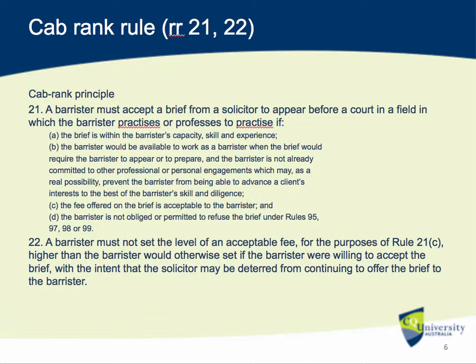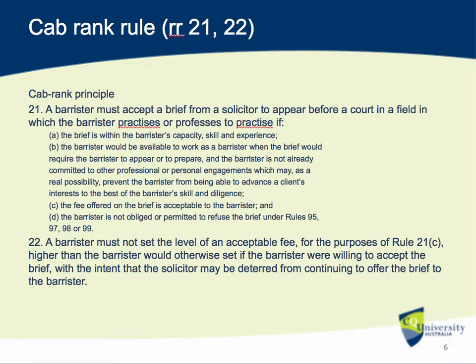Let's have a look at Rule 21. A barrister must accept a brief from a solicitor to appear before a court in a field in which the barrister practices or professes to practice if the brief is within the barrister's capacity, skill and experience. The barrister would be available to work as a barrister when the brief would require the barrister to appear or to prepare, and the barrister is not already committed to other professional or personal engagements, which may, as a real possibility, prevent the barrister from being able to advance the client's interests to the best of the barrister's skill and diligence.